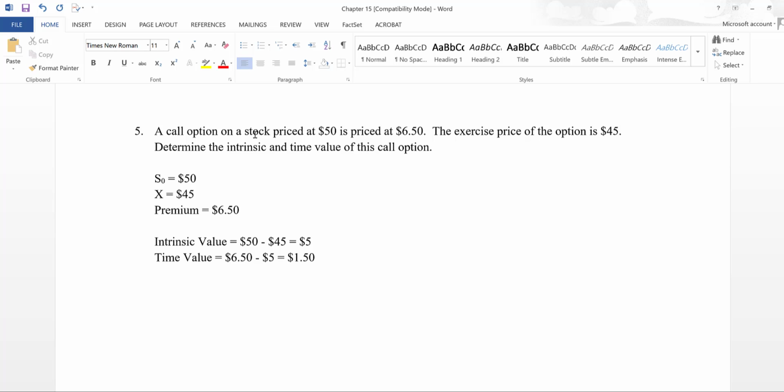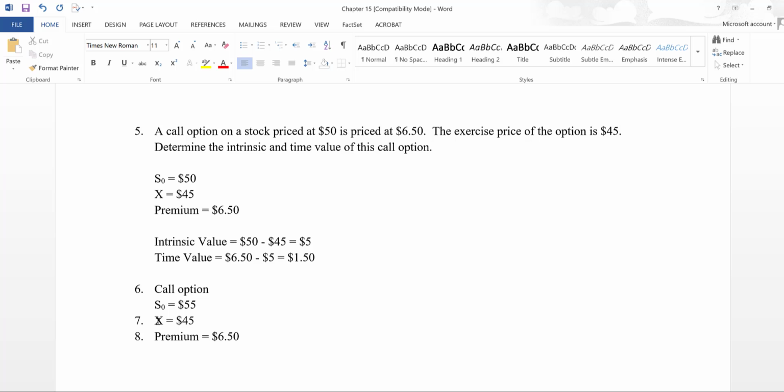I'll just make up some numbers here. So again, let's say you have a call option, and let me just copy and paste this here. Call option. Let's say the current stock price is 55.